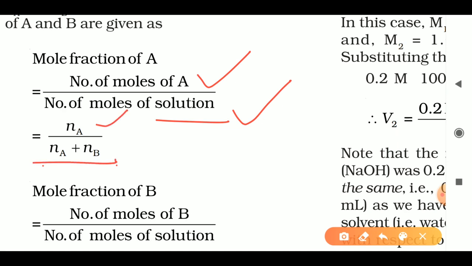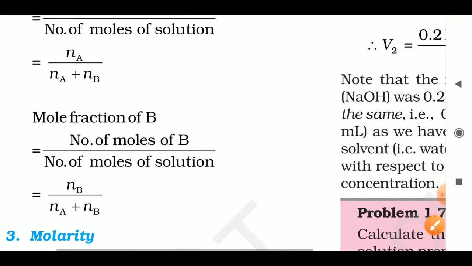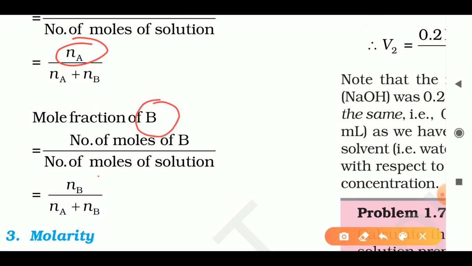Now what is the mole fraction of B? Mole fraction of B is number of moles of B upon Na plus Nb. So here only the numerator is changed in both formulas. If you have to find out the mole fraction of A, it is Na upon Na plus Nb. If you have to find out the mole fraction of B, that is Nb upon Na plus Nb. That is the mole fraction. We will discuss the numericals of the mole fraction later.